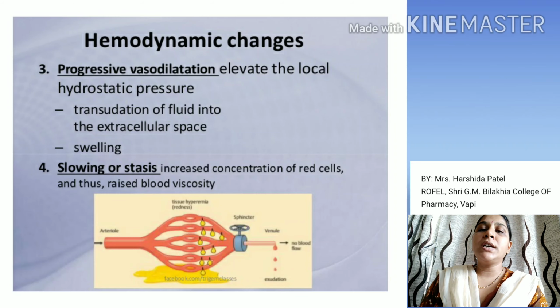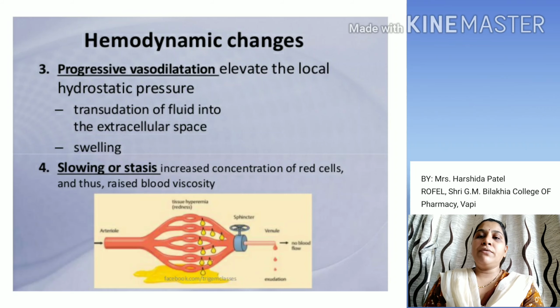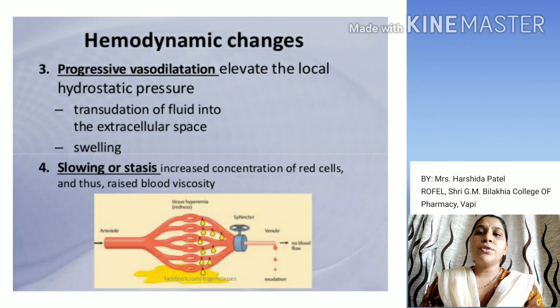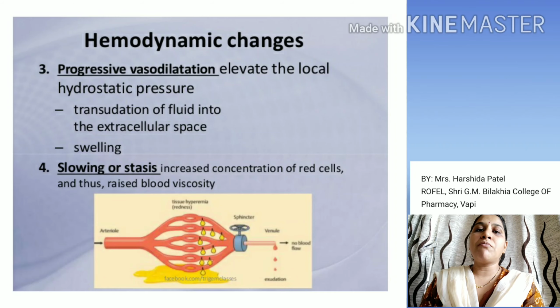As viscosity is increased, we know that in any fluid, if the viscosity increases, the flow slows down. So here, when the viscosity of blood is increased, the flow of blood gets slow. That's why this stage is known as slowing or stasis.